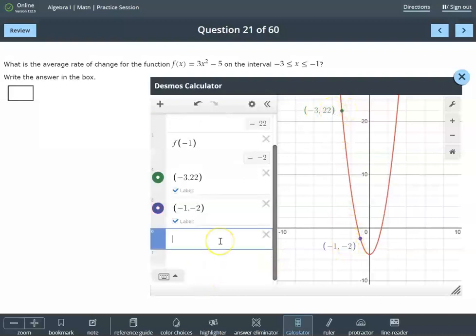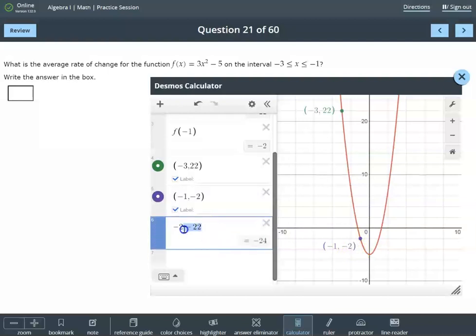But we're simply going to subtract our y's and then subtract our x's. This is a simple slope problem. So let's take y2, which is negative 2, minus y1, which is 22. That's negative 24. I'm going to highlight all of that and hit divide, which is right next to your shift key on the right side of your keyboard, right under the question mark. Then I'm going to subtract the x's in the same direction. So I'm going to start with negative 1, and then I'm going to subtract negative 3.